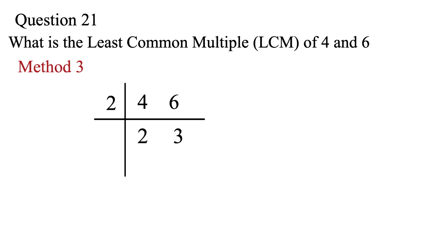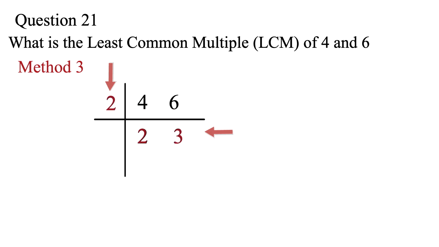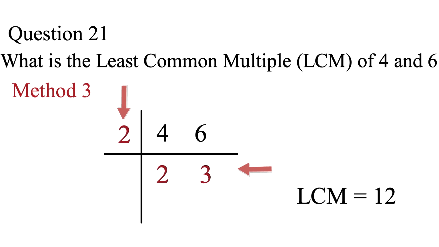When we did the GCF in the previous question, we cared only about the numbers here. For LCM, we will multiply the 2 and the numbers at the bottom. So we have 2 times 2 times 3, which is 12. The LCM is therefore 12. We will end this video here. Please master this, because you'll need it to solve fraction questions.